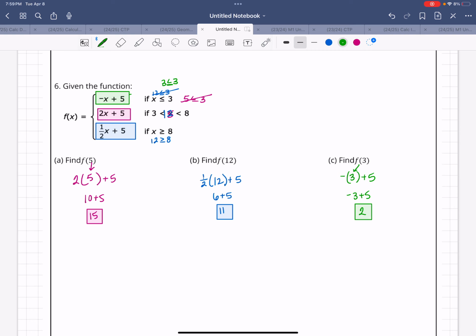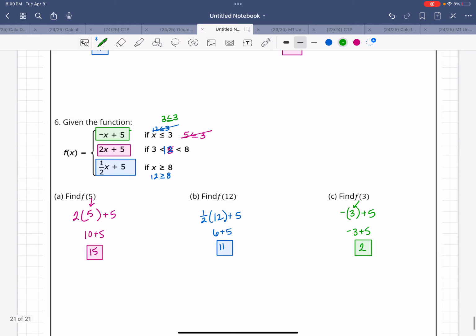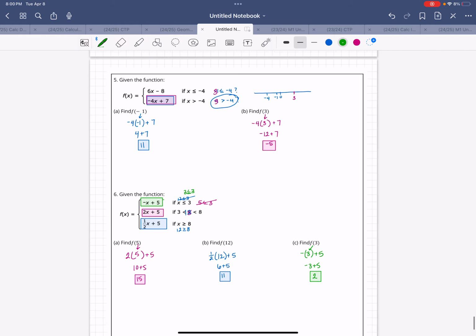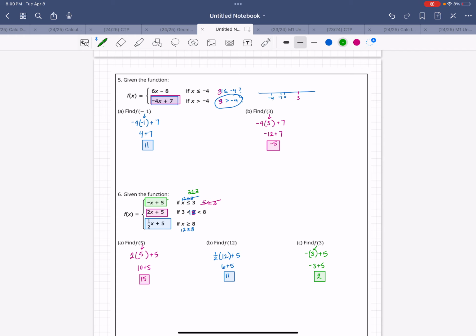If you want more practice, we did do an iExcel on this, and that's in fact where I screenshotted these problems. So definitely go back into Google Classroom, find that iExcel, and practice some problems to help prepare you for the test.